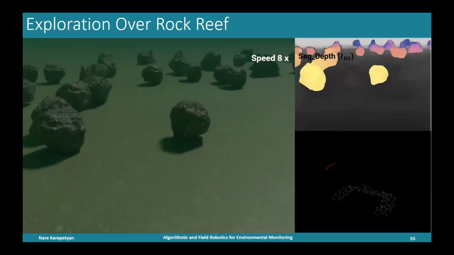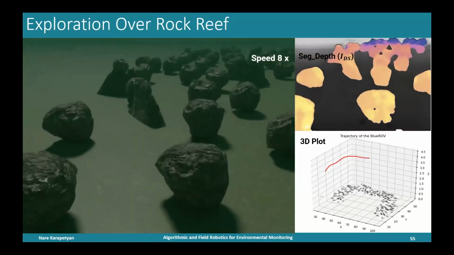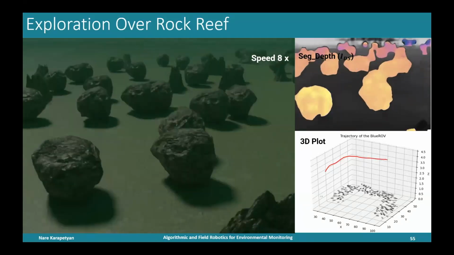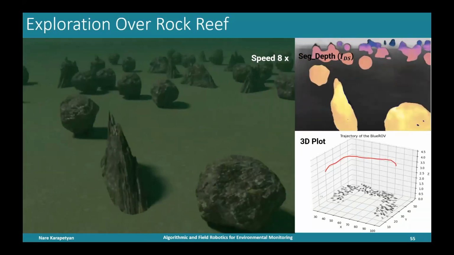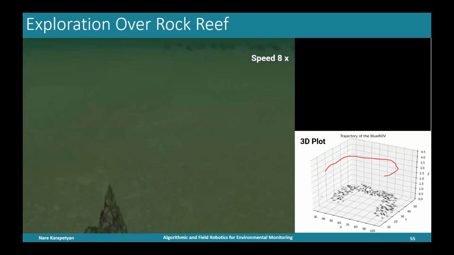And to show that it's actually data invariant, instead of oysters, we have used the classifier for rocks. And now the region of interest is the rocks rather than the oysters. And we were able to show that the robot is still able to navigate over the rocks without colliding into them.